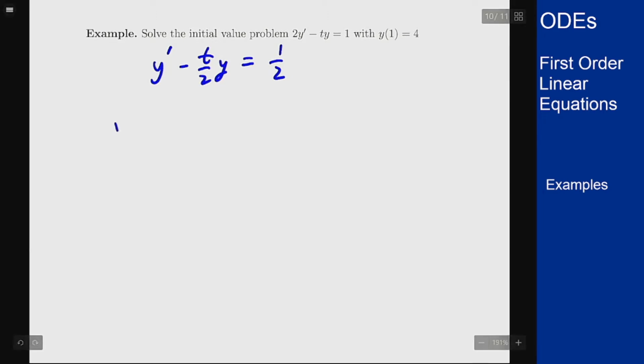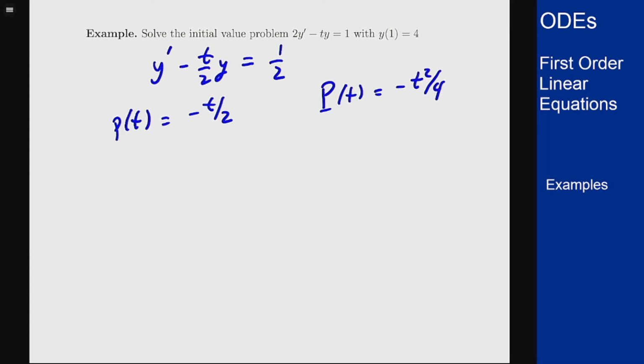So we have that our function p of t, our coefficient, is negative t over 2. Its antiderivative, big P of t, is then negative t squared over 4, since it's just a polynomial. And so our integrating factor, mu of t, is going to be e to the negative t squared over 4. Great, let's multiply both sides by the integrating factor and see where that gets us.